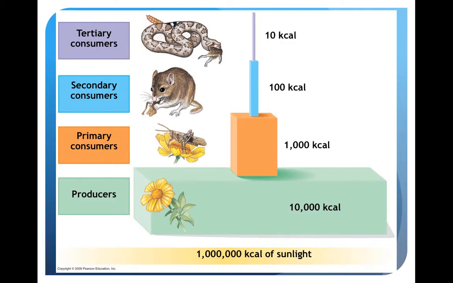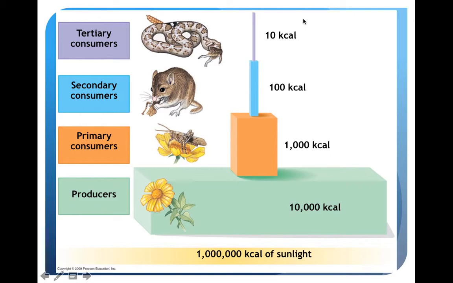So if I look at that in terms of calories, here you go. Say I have 1,000,000 calories of sunlight. Well, 10% of that is 10,000 calories available to my producers. Now my primary consumers, which are herbivores, get 10% of that. Well, that's just 1,000 calories. Then my secondary consumers get 10% of this. Well, that's 100 calories. And then my tertiary consumers only get 10. And 10% of 10 is 1, and 1 calorie isn't going to do anybody any good. So we're out of energy.